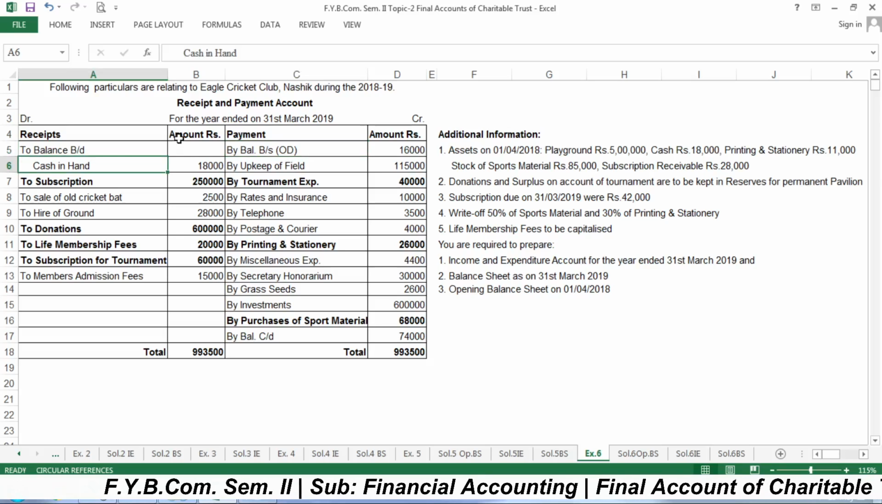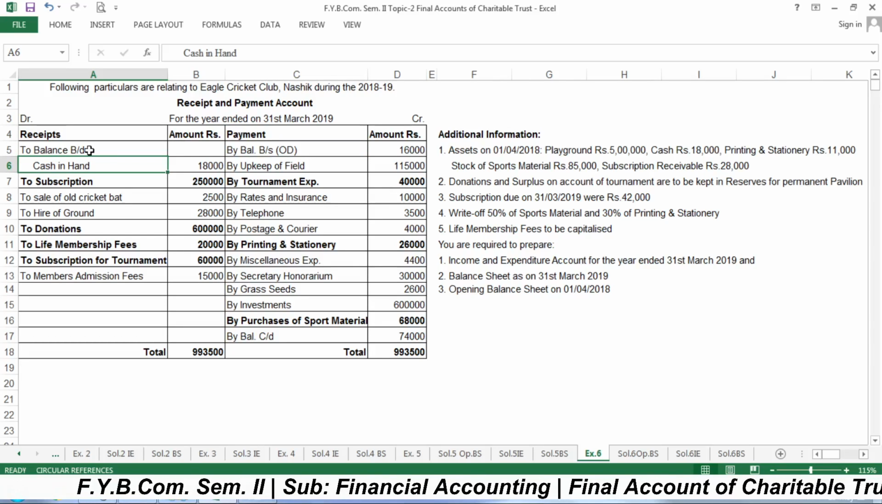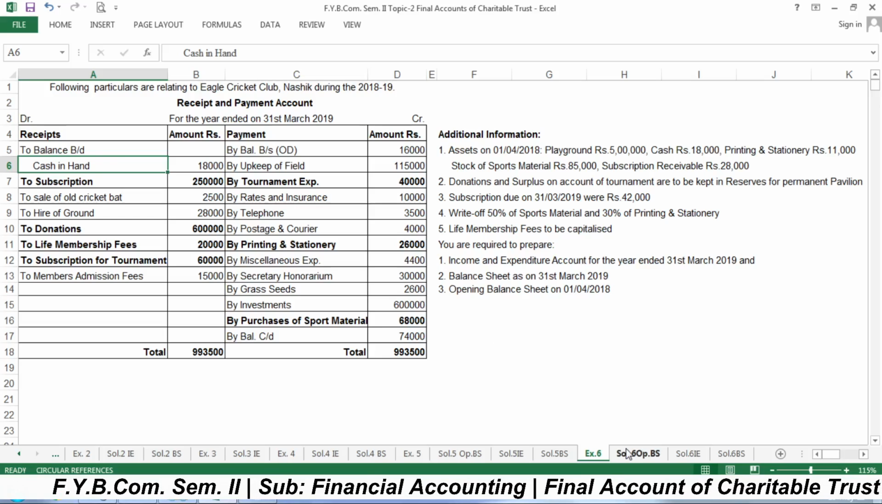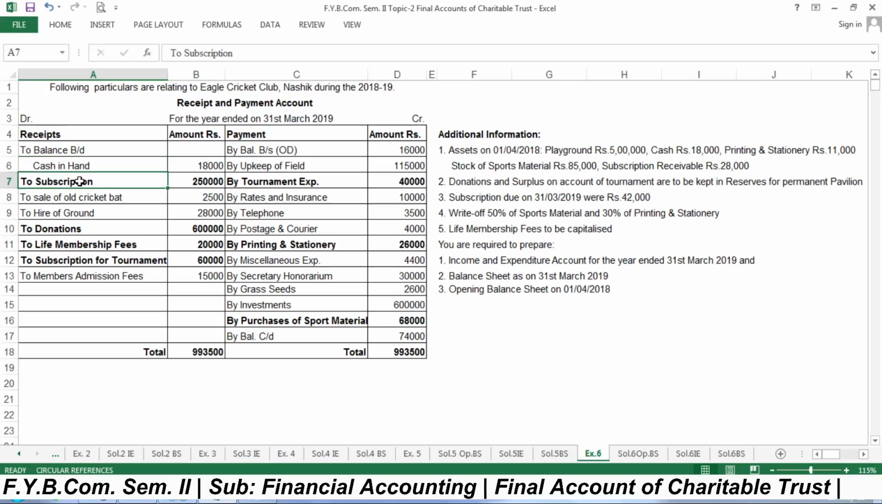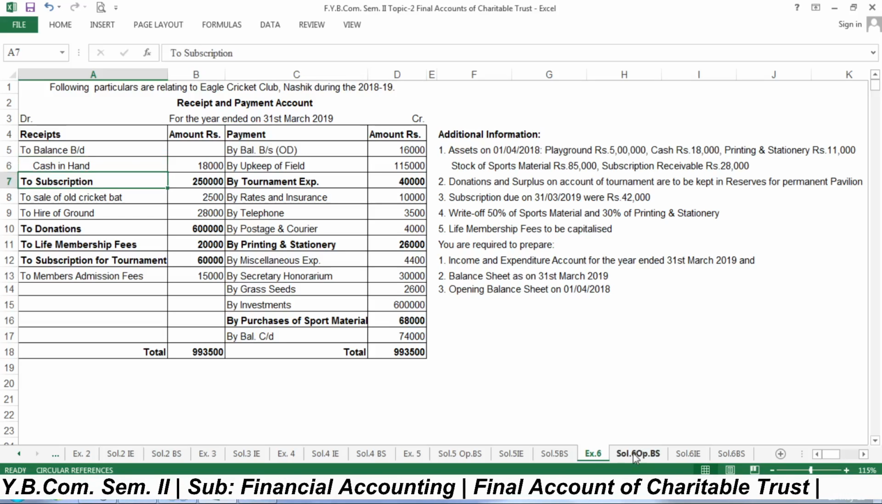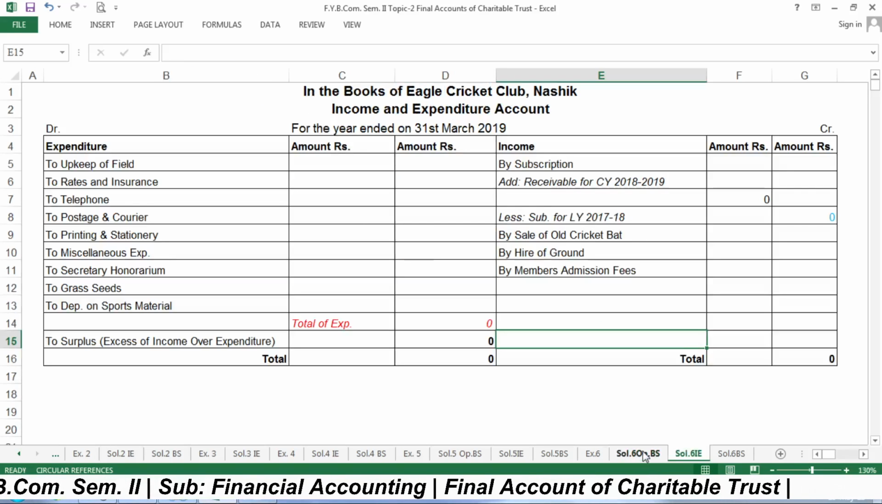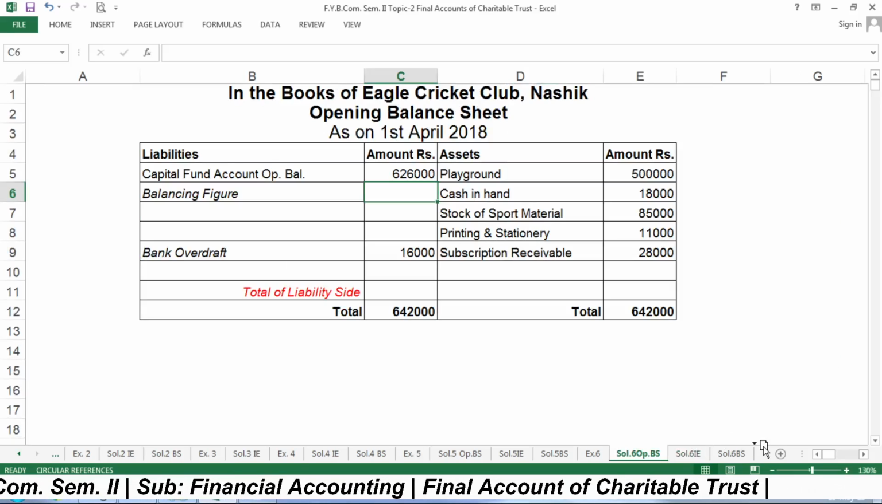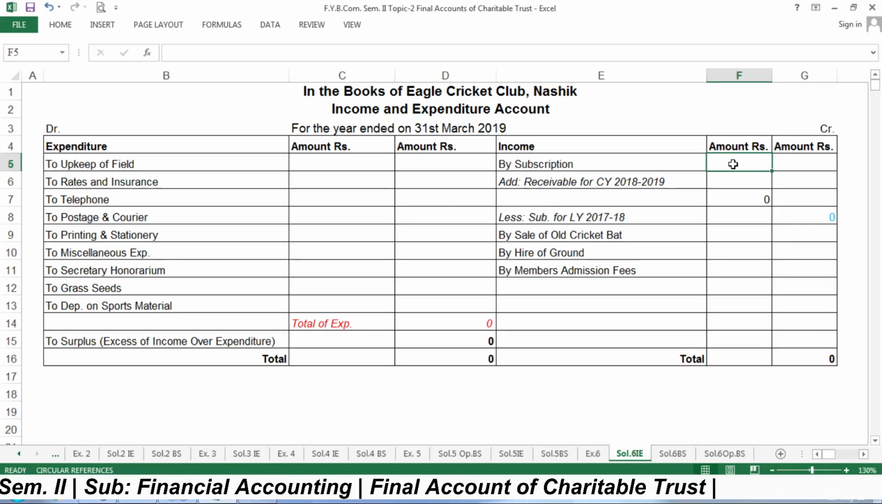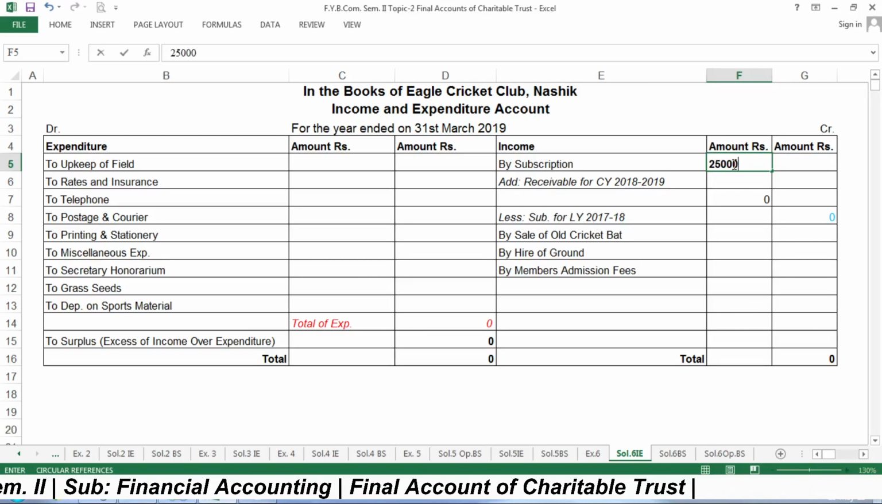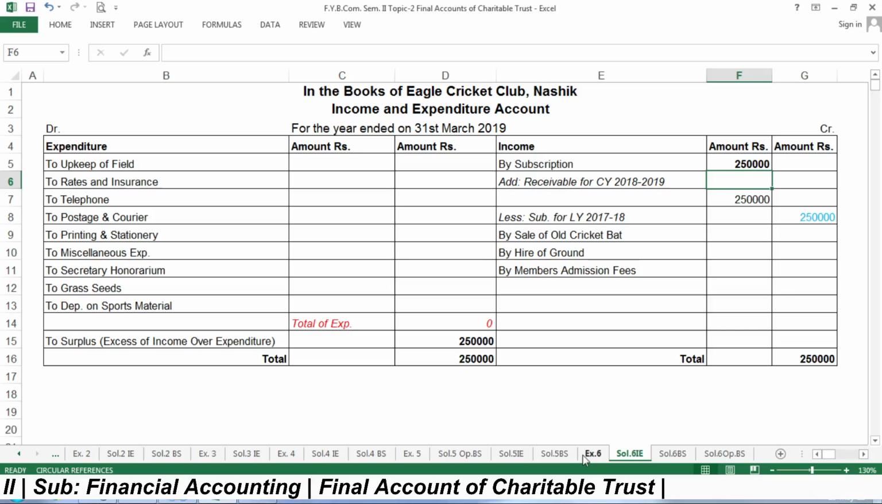First of all, we will start with the receipt side. First amount is cash in hand, that is already reflected in the opening balance sheet, so again, we will not consider this. Then subscription is of rupees 2,50,000. So on the income side, we will show the subscription of rupees 2,50,000 in the inner column. After that, you have to leave at least three lines for the adjustment of subscription.